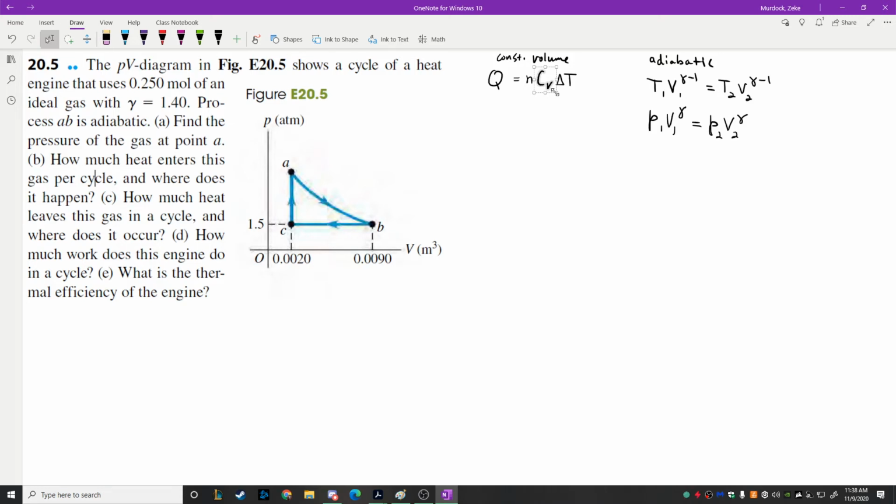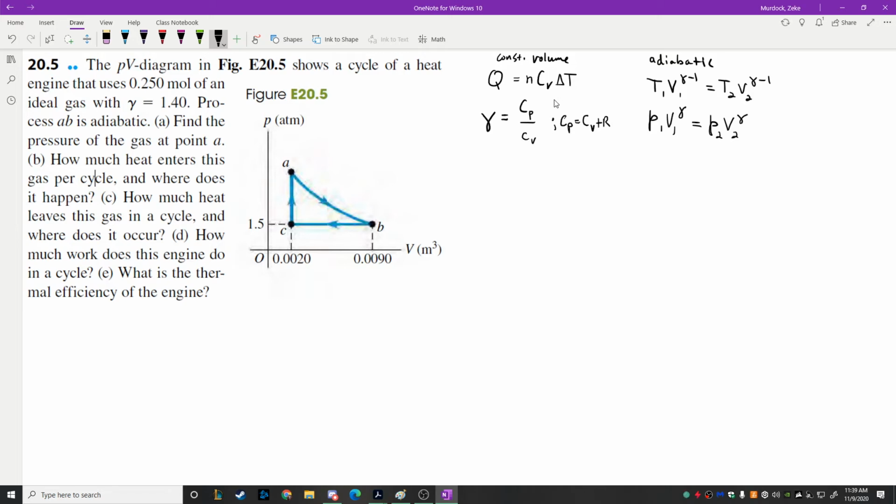So remember what we did last time? Like if you're given gamma, how you find the value of CV? Let me just write this down. So gamma, what is gamma equal to? You don't remember? CP over CV, right? And what is CP equal to? CV plus R, that's exactly right.